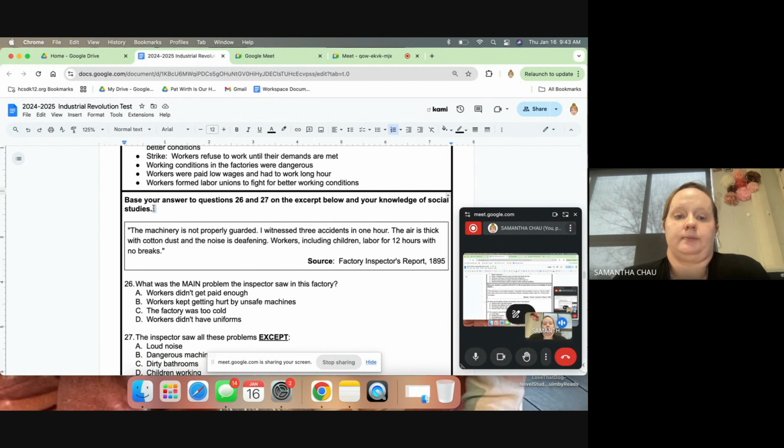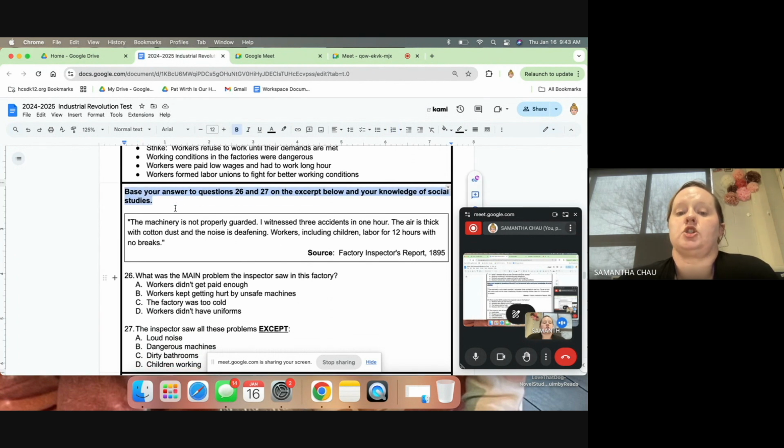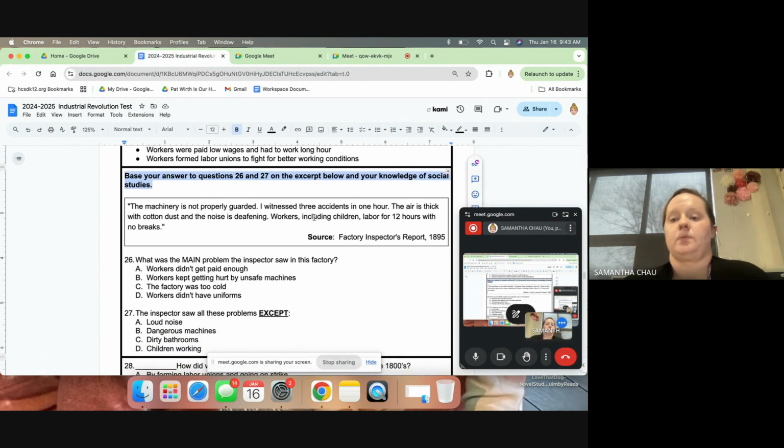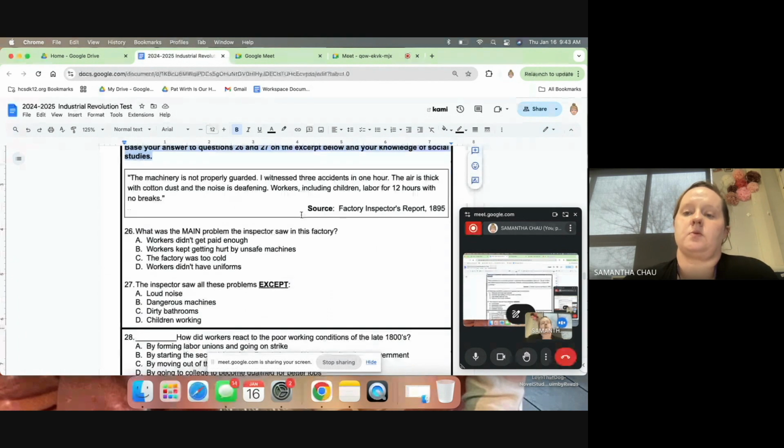Here's another read one. Got to read questions 26 and 27 based on the excerpt below. I'll read the questions, then I'll read the passage, then I'll read the questions with the options. What was the main problem the inspector saw in this factory? The inspector saw all of these problems except, here we go.